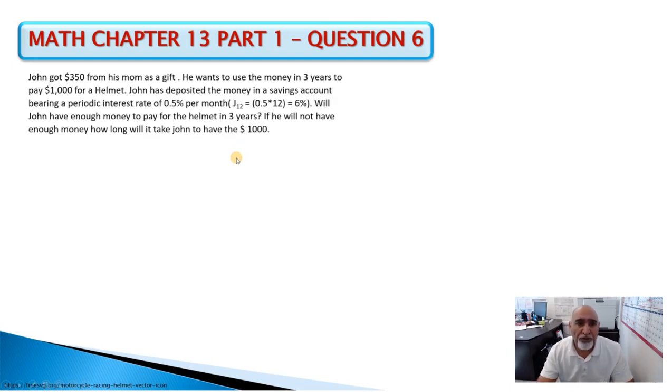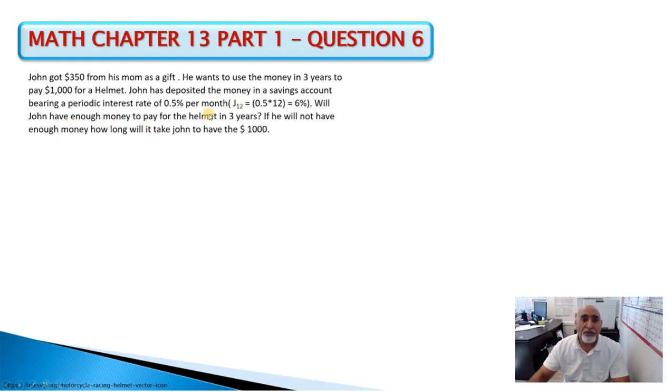Okay, last example for chapter 13, part 1. John got $350 from his mom as a gift. He wants to use the money in 3 years to pay for a helmet, which will cost $1,000. John has deposited this money in a savings account bearing a periodic interest rate of 0.5% per month. So periodic interest rate is interest rate for a period of 1 month. So from this, we can multiply this number by 12 and get interest rate for the year. And now this bottom number is a 12. We're going to talk a lot more about conversions and so on in the next part of chapter 13.